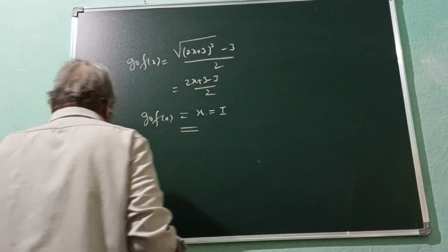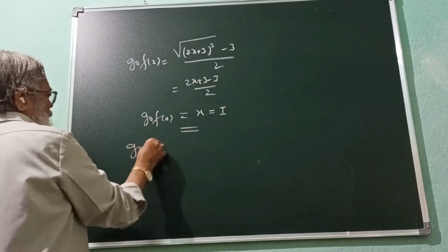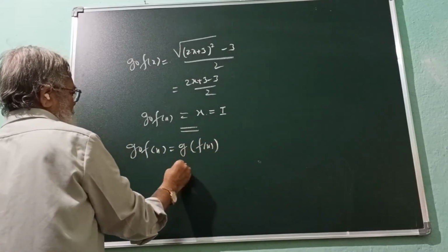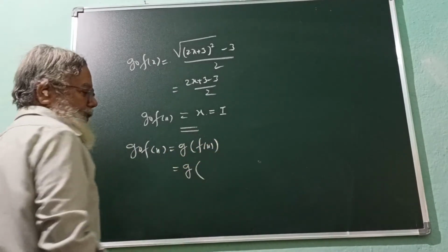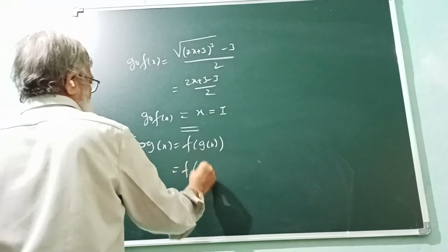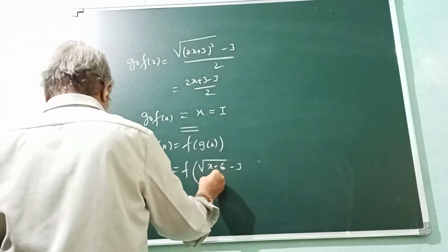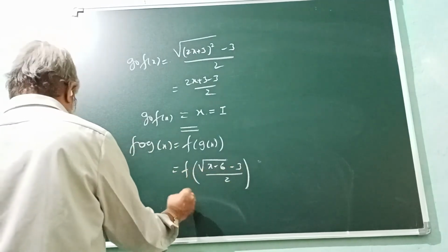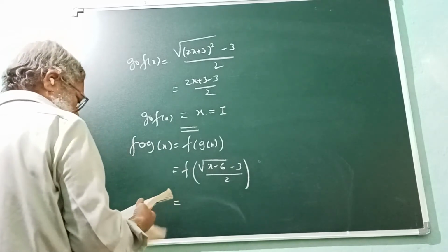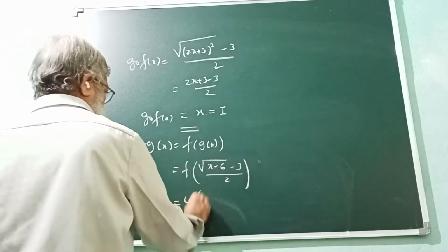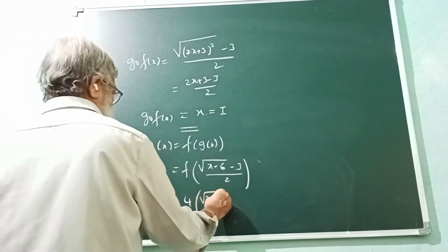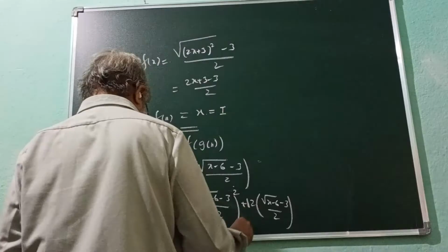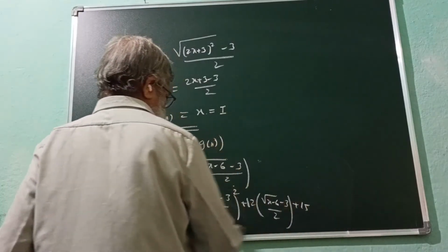Now f composition g we have to see of x. F of g of x is defined by g of x here, totally x, we have to apply f for that. So f is given, just see the given problem, 4x square plus 12x plus 15.